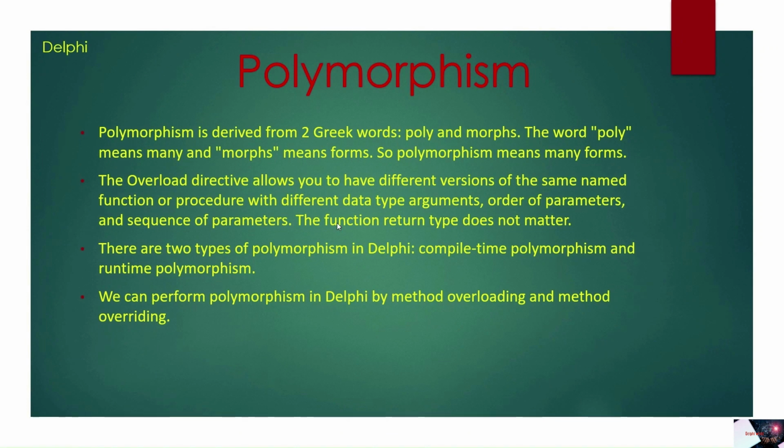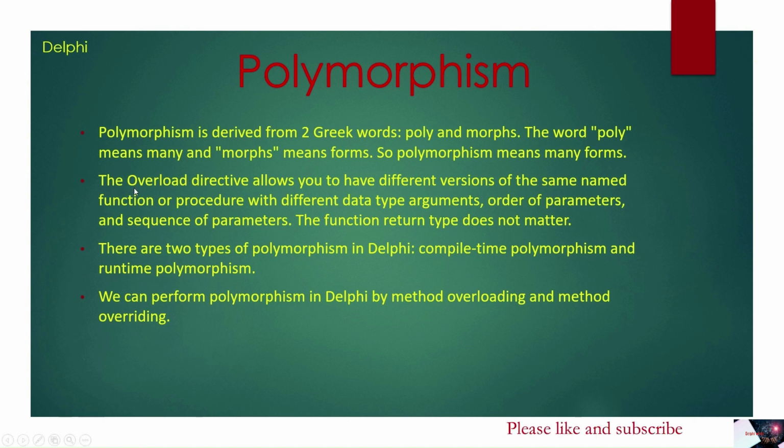So what is the polymorphism concept, and how do we use it? We will take one Delphi example. Polymorphism is derived from two Greek words, poly and morph. The word poly means many and morph means form. So we can say that polymorphism means many forms, right?